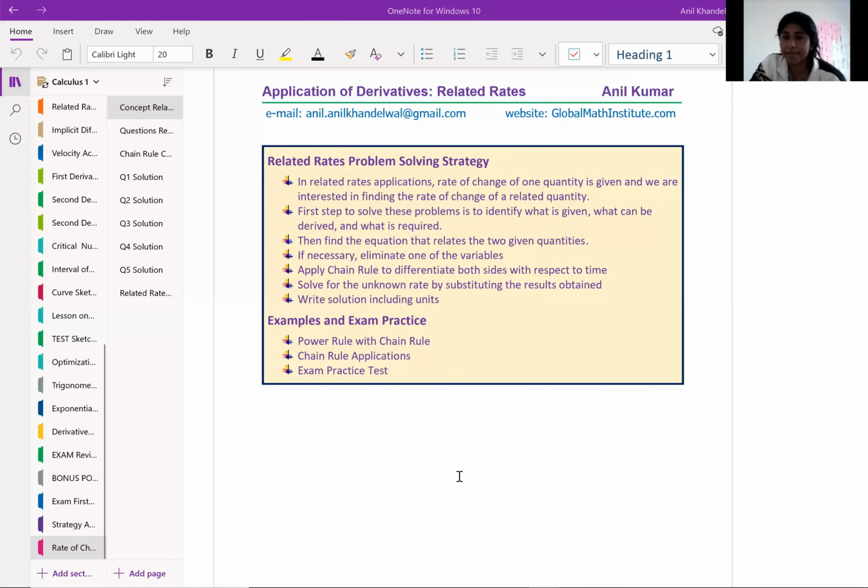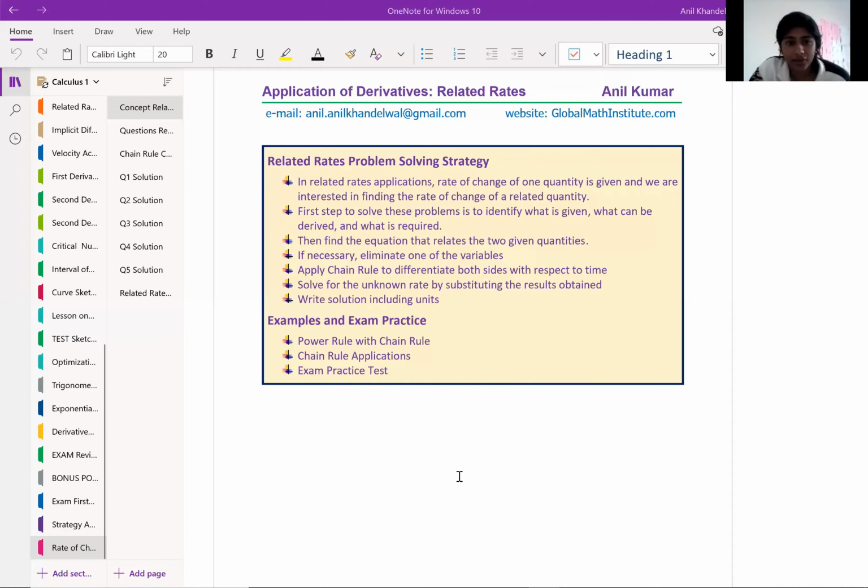Correct? So the function which we worked with was y equals f of x, where f is a function of x, but x could be anything, correct? x is a variable. Keeping that in mind, we'll work out some examples today. So can you read these few points which I have mentioned right in the beginning about related rates problem solving strategies? So in related rates applications, the rate of change of one quantity is given, and we are interested in finding the rate of change of a related quantity.